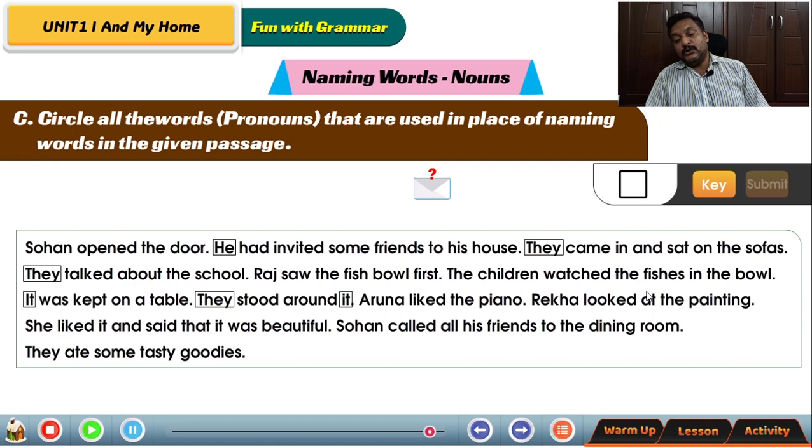Aruna liked the piano. Rekha looked at the painting. She liked it. She means Rekha liked it. It means the painting. She said it was beautiful. Again it. Sohan called all his friends to the dining room. They ate some good tasty goodies. Right?